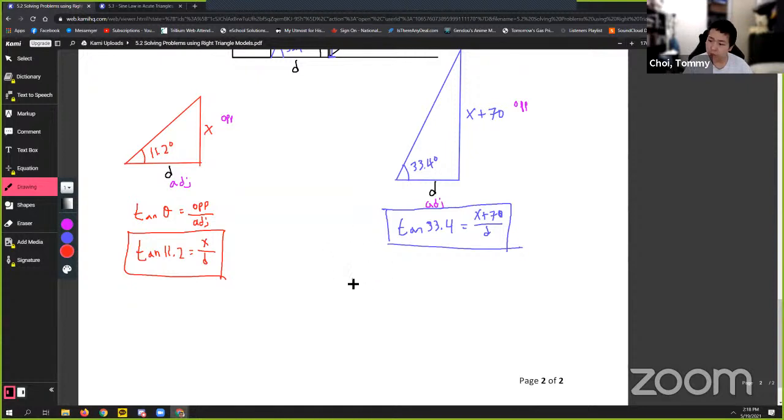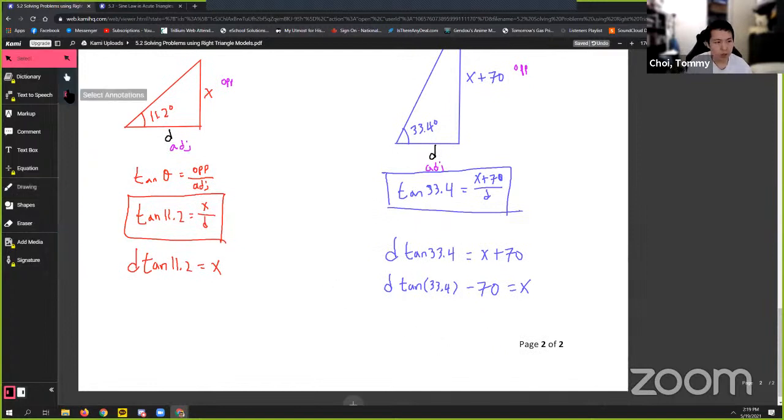So what happens here, right? I'm going to isolate for x. What that allows us to do is rewrite this equation as d times tan 11.2 is equal to x. On the right side, if I isolate for x, I'm going to get d tan 33.4 is equal to x plus 70. I'm going to move the 70 to the left side, and you will end up with d tan 33.4 minus 70 equals x. Can anyone see where I'm going with this?